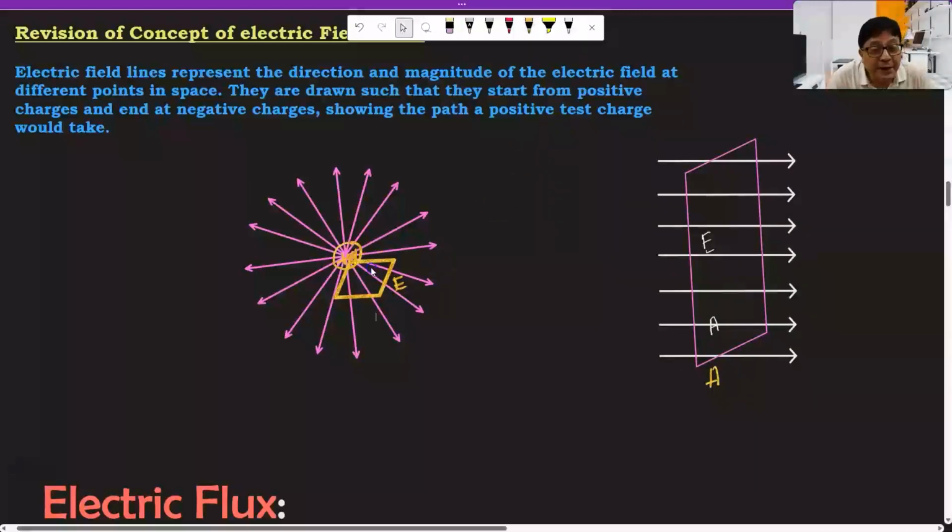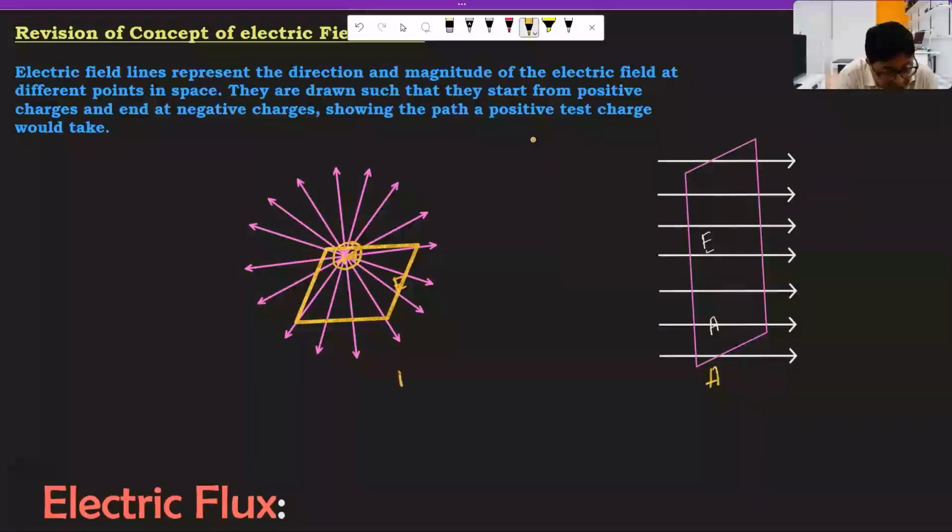If we make this area bigger, then how many lines of forces are passing through it? This can be done by the unitary method only. Per unit area, it is E. So this E is the number of lines of forces passing through an area of 1 meter square.